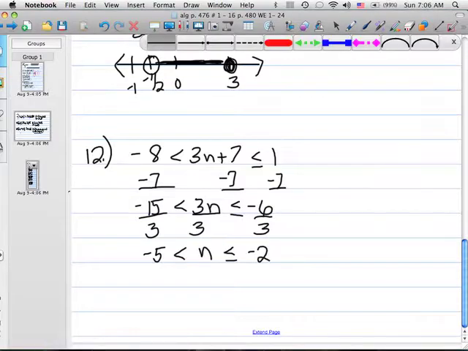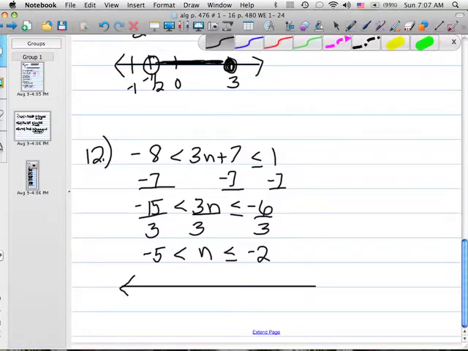Everything's ready to graph. We have n by itself in the middle, the less than signs. We need less than signs to graph it correctly. So it's negative 5 and negative 2. Open circle at negative 5, there's no bar. Closed at negative 2 because of the less than or equal to. And it's all the numbers in between.